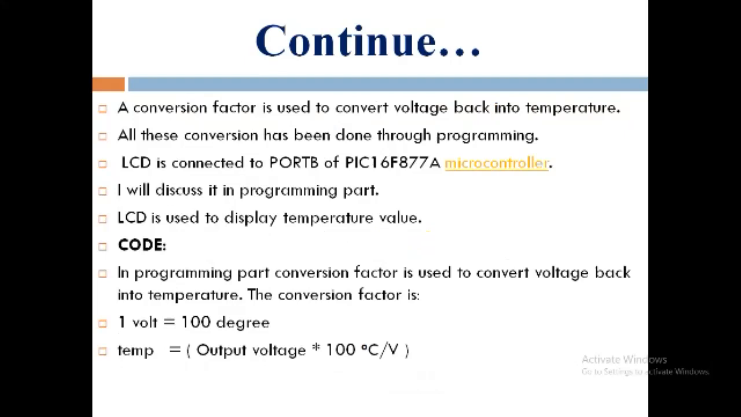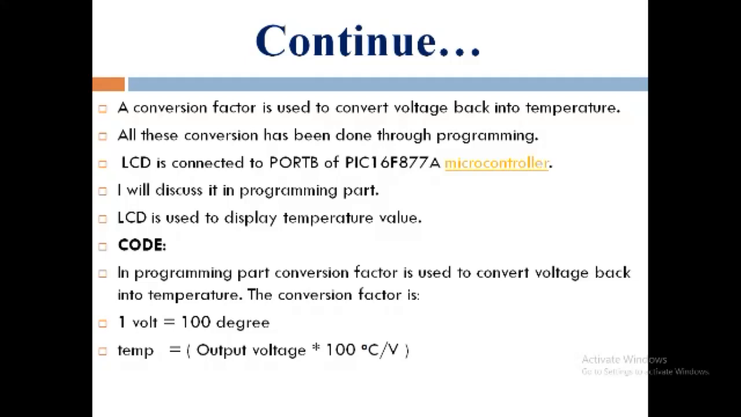LCD is connected to port B of PIC 16F877A microcontroller. Then suppose I will discuss it in the programming part. So we can also discuss in the programming part the LCD and also the LM35 temperature sensor. Then LCD is used to display temperature value.